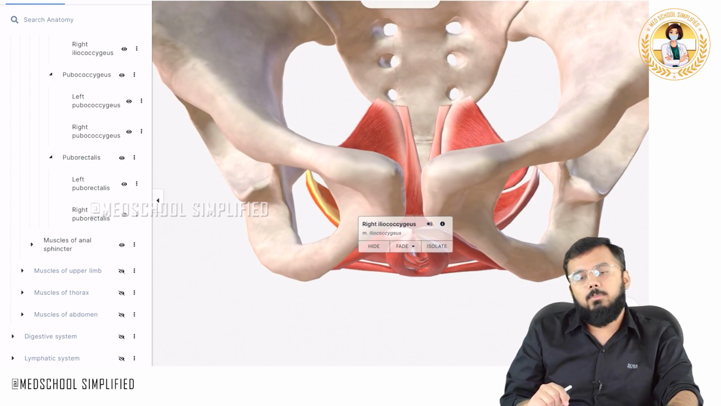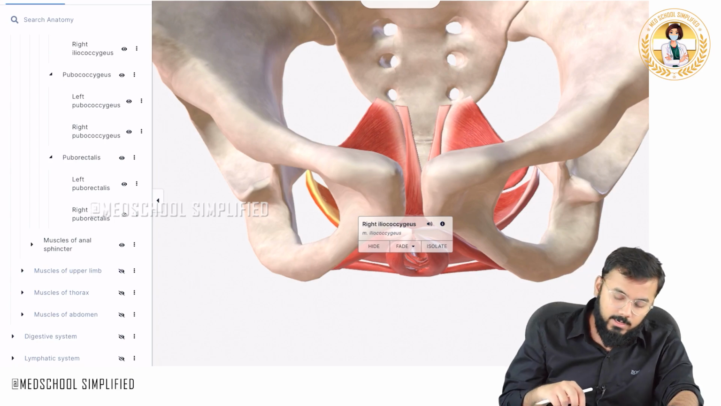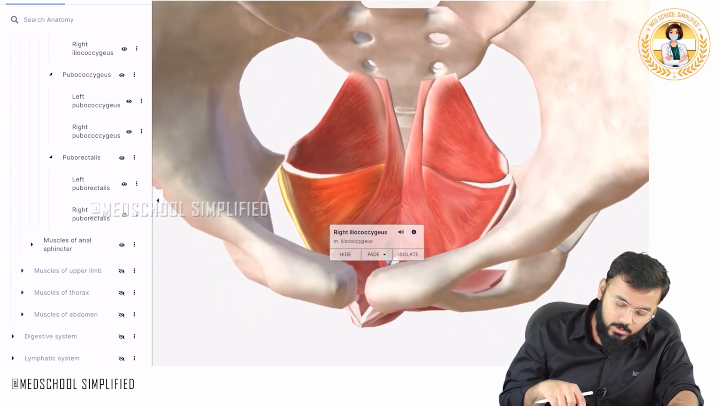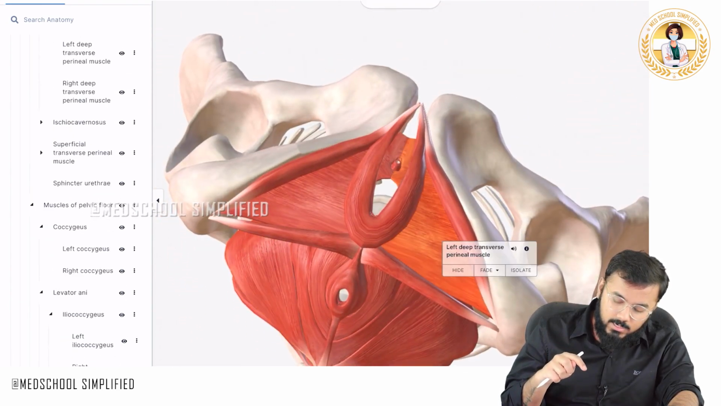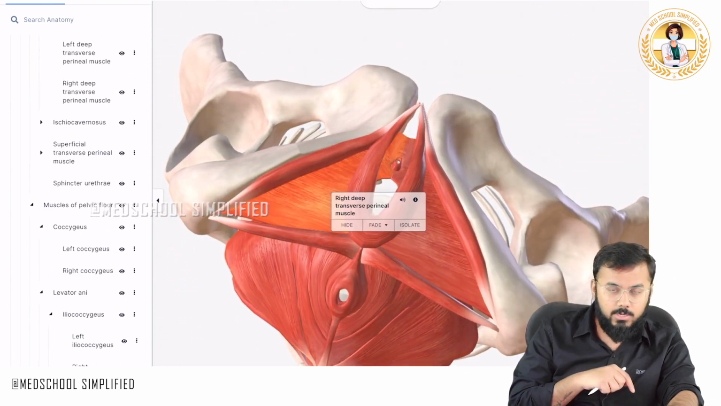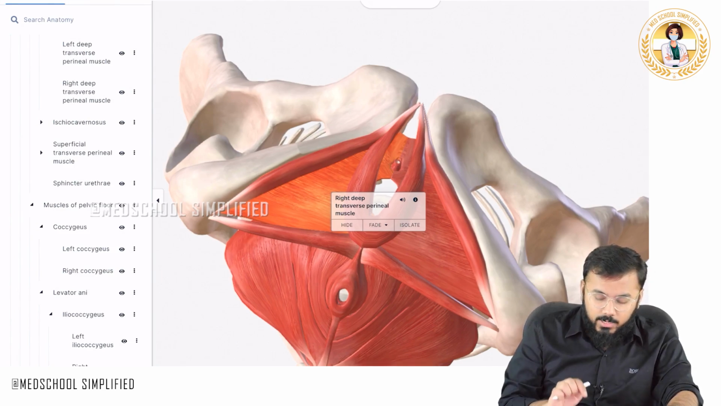And next we discussed the superior transverse perineal muscle and deep transverse perineal muscle. Where is this superior and deep? Let us look here now. Where is the superior and deep? Yeah, this one. See, this muscle is deep, this muscle is also deep. So these two are your deep muscles.